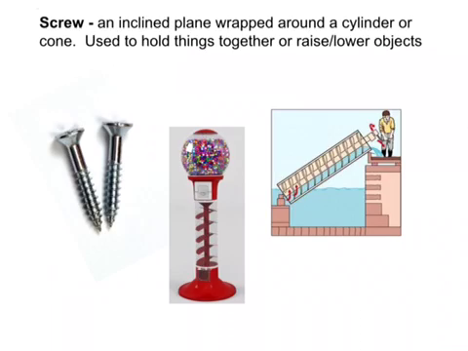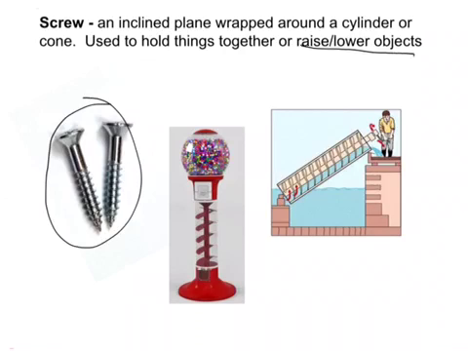Our final simple machine is a screw. A screw is an inclined plane wrapped around a cylinder or a cone, and they have 2 major uses. If they're like the general screw we think about, they're used to hold things together. However, they can also be used to raise or lower objects. Examples of this are in this diagram, where you see the man turning the screw brings the water up and dumps it out up here. This is an example of a screw.